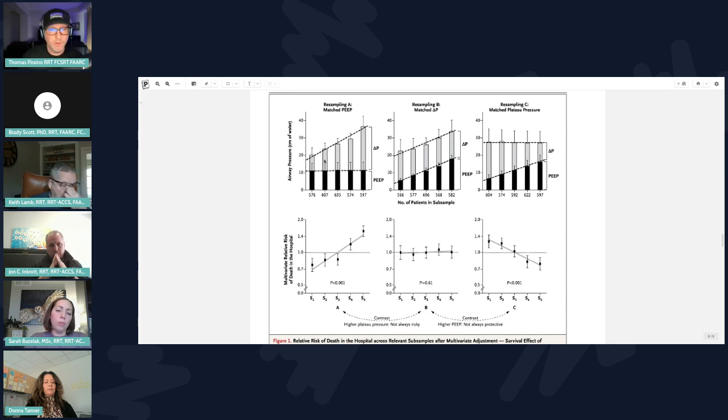Now you might say, okay, well, that's easy enough. I can just say that patients with high plateau pressure are obviously going to have more injury. And that's what this is telling you down here. It's the multivariate relative risk of death in hospital, and it's increasing above 1, which means the risk of death is increasing.